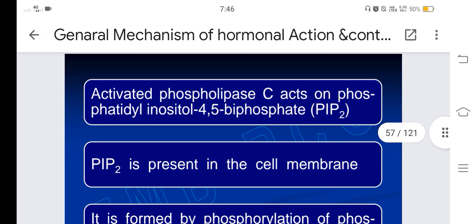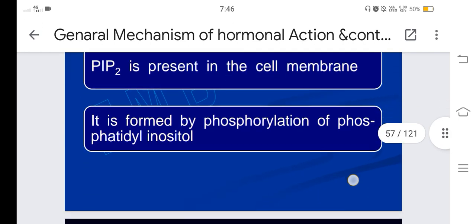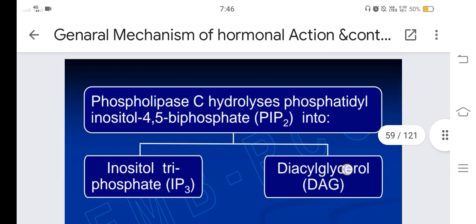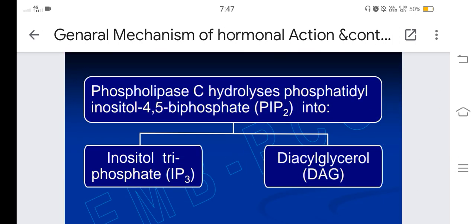Signal is transmitted from the receptor to phospholipase C by a G protein. Activated phospholipase C acts on phosphatidylinositol 4,5-bisphosphate, PIP2, which is present in the cell membrane. It is formed by phosphorylation of phosphatidylinositol. Phospholipase C hydrolyzes PIP2 into inositol triphosphate, IP3, and diacylglycerol, DAG.